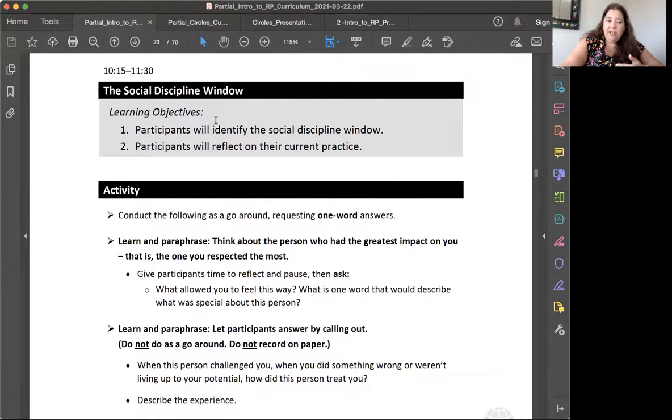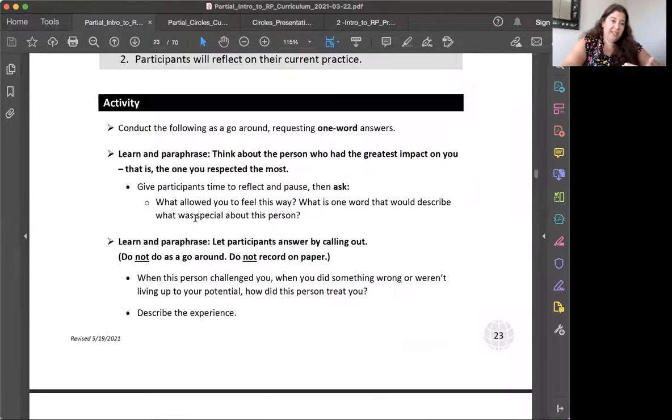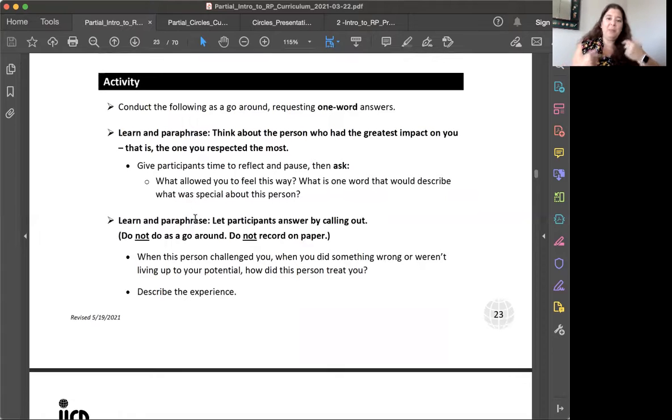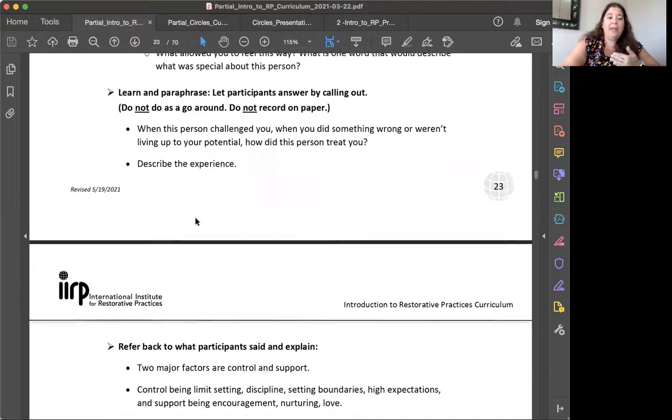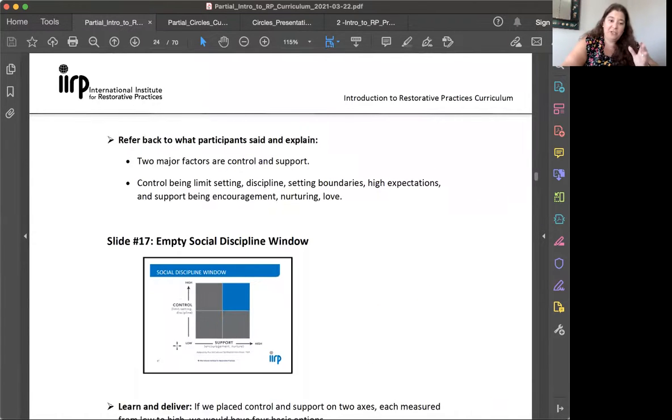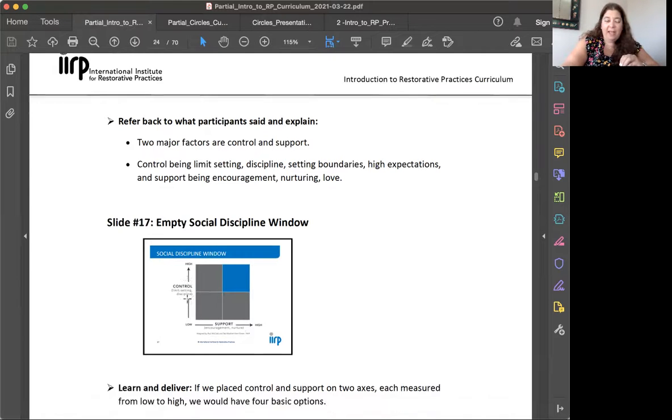So again, you'll notice learning objectives, and then we do have the activities here. So in this first activity, we typically do it as a go around, right? Getting people to think about, from their own setting, people who've been restorative with them. So think about the person who had the greatest impact on you, someone you respected the most. And then you get those one-word answers. And what we ultimately get is this empty social discipline window, right? With the axes of low to high on control and then support, right?